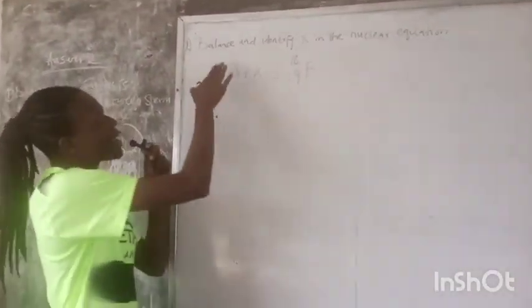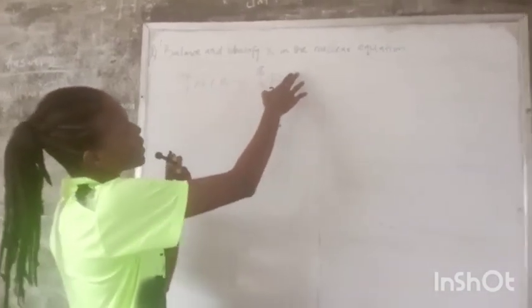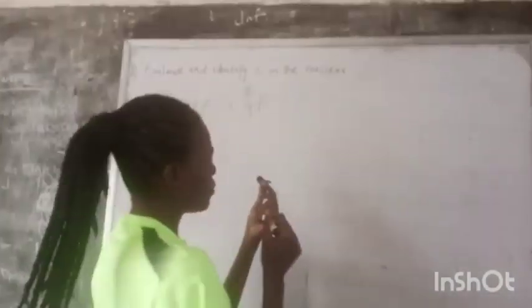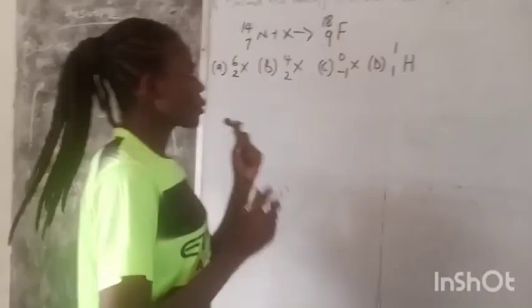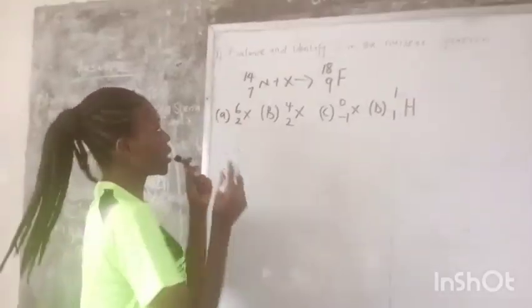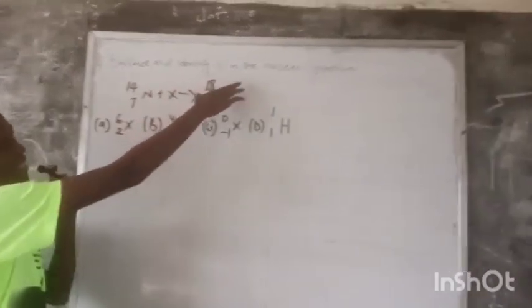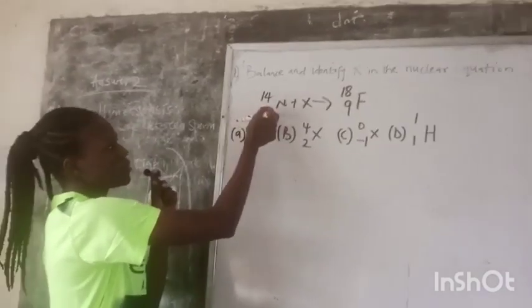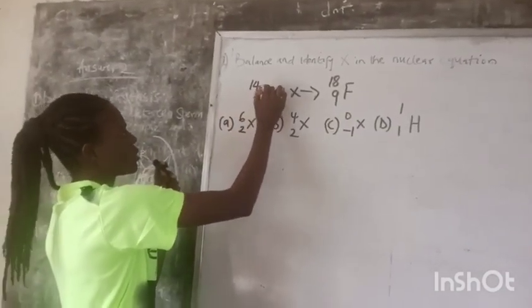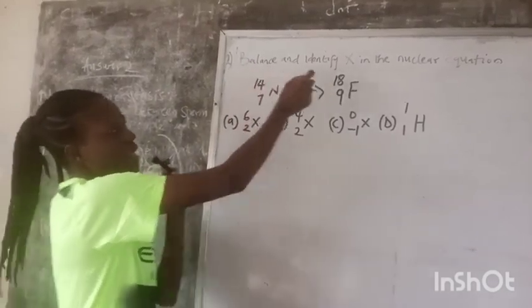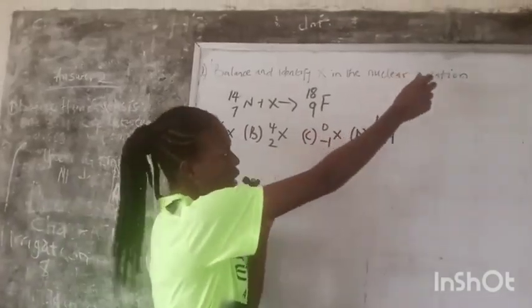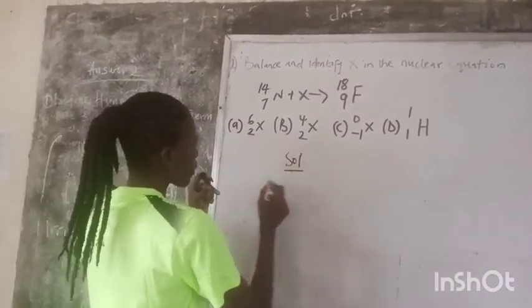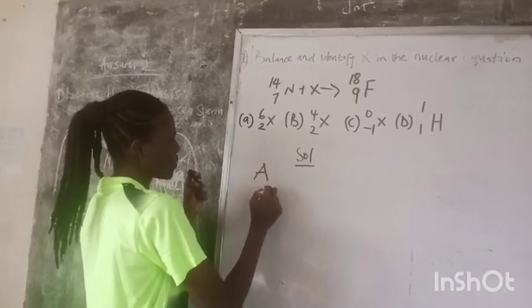Okay, now we have the second question here. It says balance and identify X in the nuclear equation. Now we have 14. This is a question, and we ask: balance and identify X in the nuclear equation. So what do we do? Solution. I believe we've seen something like this before.